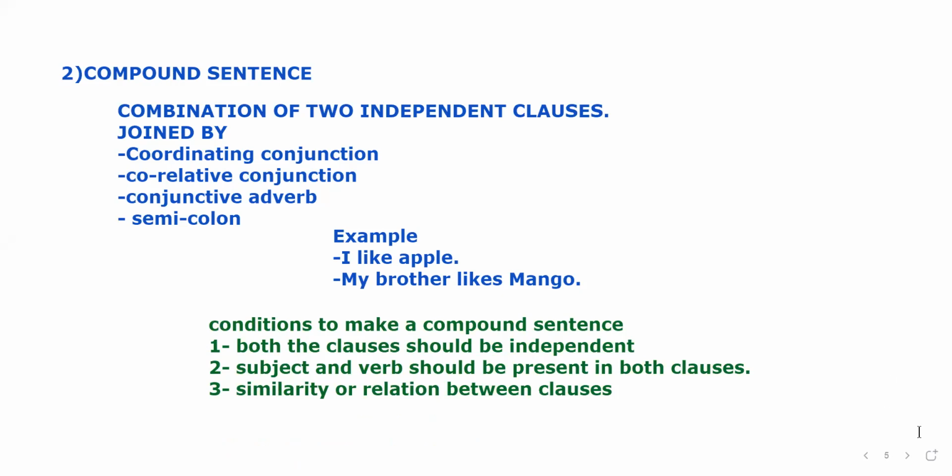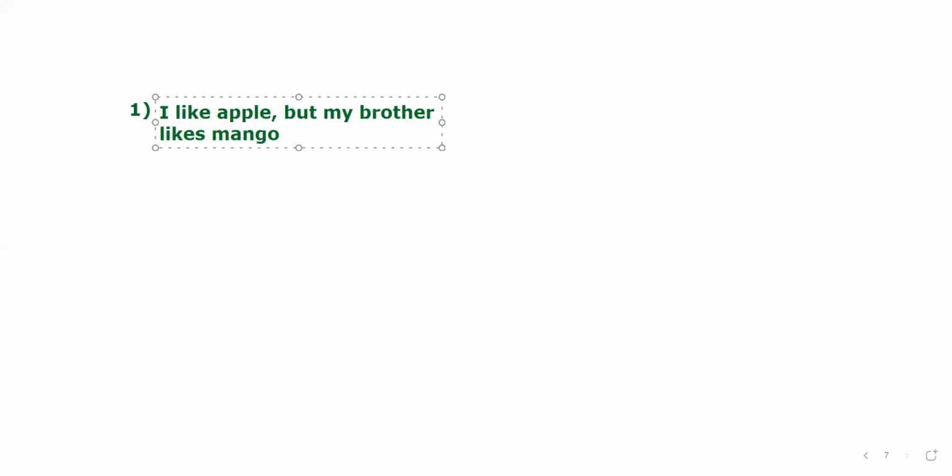Now, if I have to make a compound sentence using these conjunctions, how can I make it? I can write, I like apple and my brother likes mango. Or, when making a compound sentence, you could say, I like apple, whereas my brother likes mangoes. Or, I like apple but my brother likes mango. Is that clear?